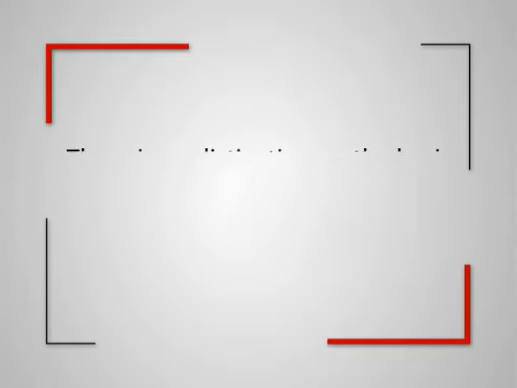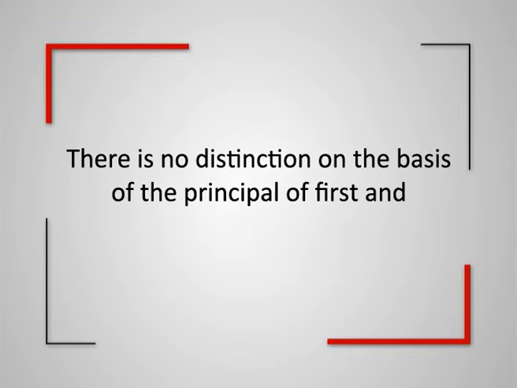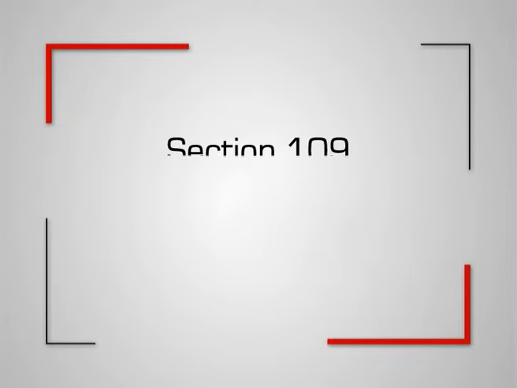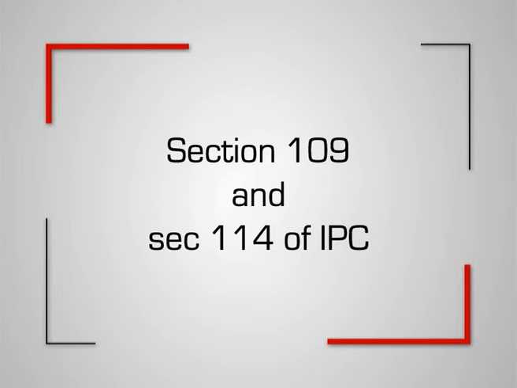While studying the law under IPC, we find that there is no distinction on the basis of the principle of first and second degree. But the framers of the Penal Code have kept this distinction in mind when they drafted Section 109 and Section 114 of IPC. For example, if a person aids robbery by giving a signal from a distance, he is principal in the second degree.